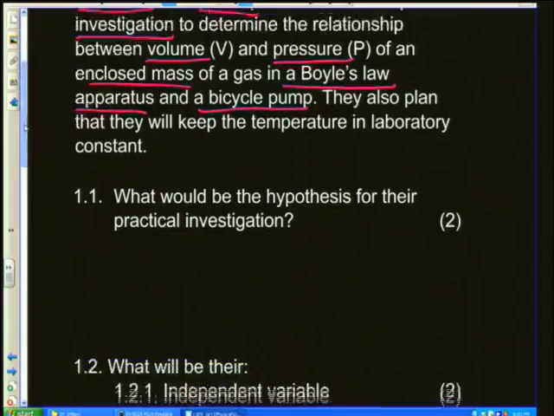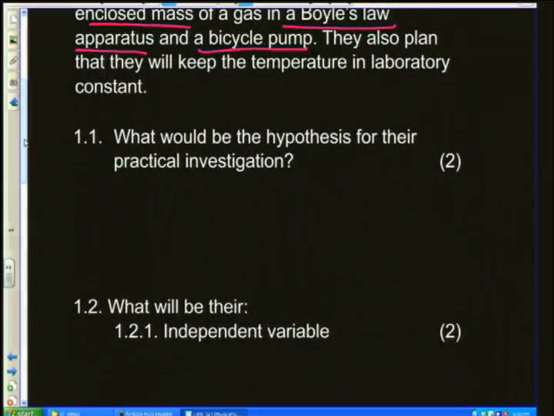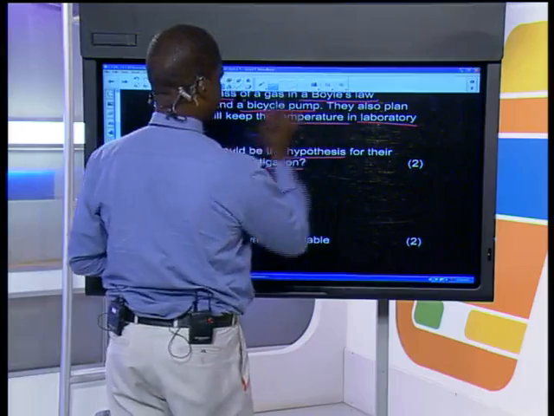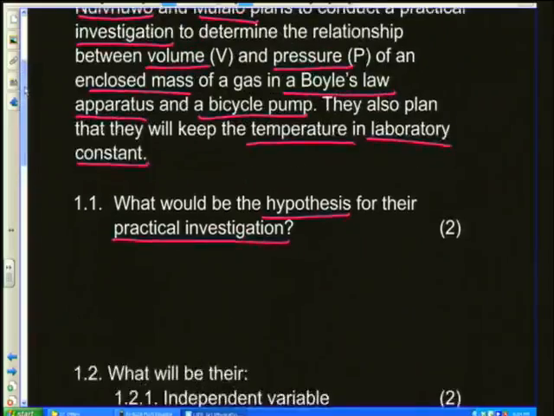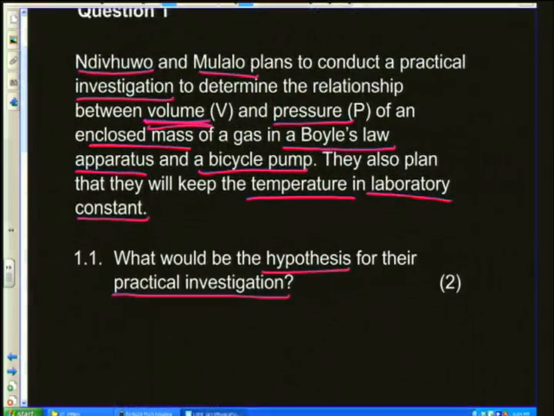They also plan that they will keep the temperature in the laboratory constant. Now, it's very important for us to know that. And they say, what will be the hypothesis for their practical investigation? In other words, when we talk about the hypothesis, we are just saying, a guess of the relationship that is there between volume and pressure of an enclosed mass of a gas. For those of you who may have done this experiment in the laboratory, you will realize that the hypothesis for this practical investigation is about the relationship that we are seeking to find out, and that is between volume and pressure.